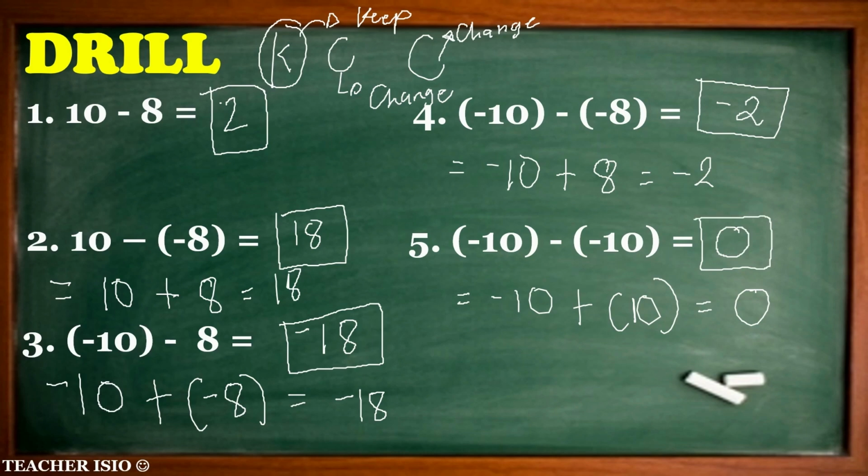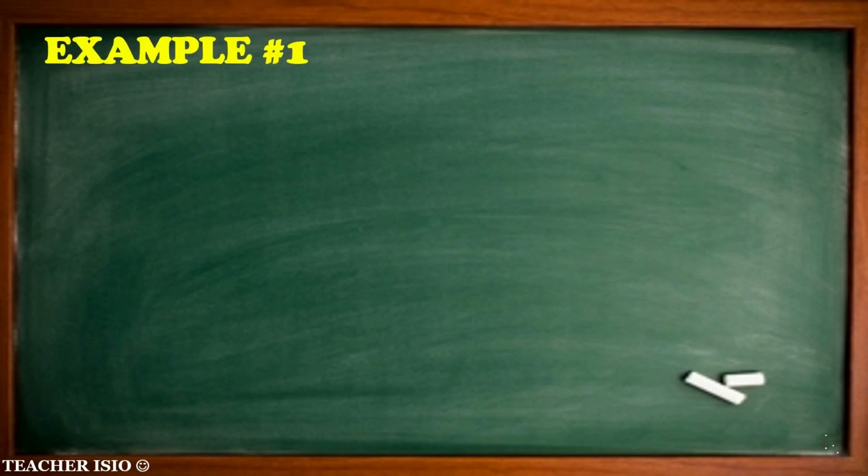Okay, so now let's have our lesson for today. Example na tayo. Now, let's have subtraction of polynomials. Always remember, when we are subtracting polynomials, it is the same way as when we are subtracting integers. We have KCC, which means we're going to keep the minuend. Next, change the operation into addition. And then, change the sign of the subtrahend.